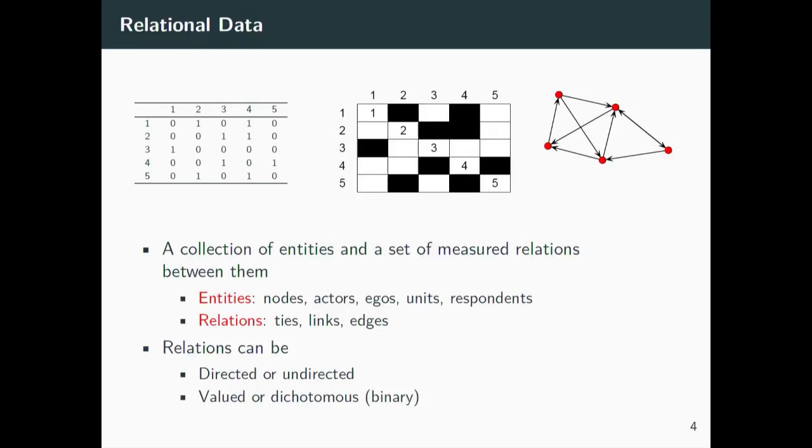These are often actors or respondents, but they can be organizations, they can be animals, plants, computers, whatever. And then edges are some sort of relationship. This could be friendship or needle sharing, sexual contact, that sort of thing. And they can be directed or not directed. They can be valued or dichotomous.